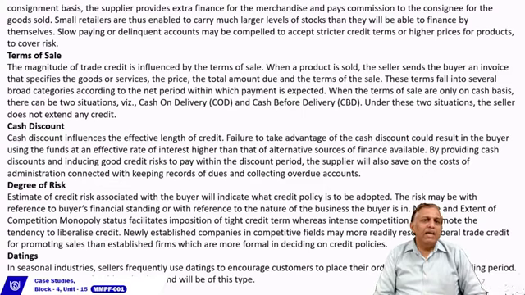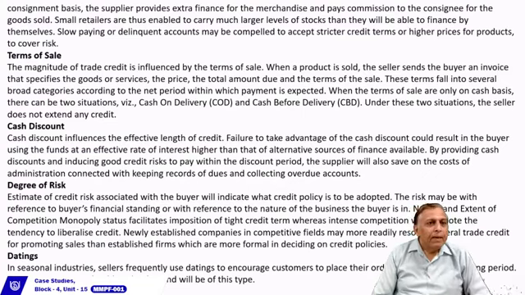Slow paying or delinquent accounts may be compelled to accept stricter credit terms or a higher price for the product to cover risk. This is because you are a delinquent. If you are not very good in payment, definitely you will be compelled to make a higher price payment for the products, or your credit terms would be strict ones.